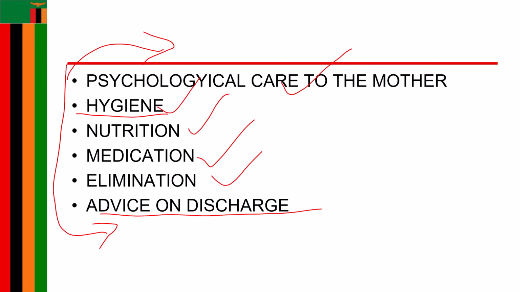Advice on discharge, the advice is the same. You can give advice to the mother on the importance of keeping the baby warm, importance of preventing infections to prevent conditions like jaundice, importance of immunization, so that the child can be protected against common infectious diseases. Also hygiene, cord care, all those are common points that we put in pediatrics under advice on discharge.